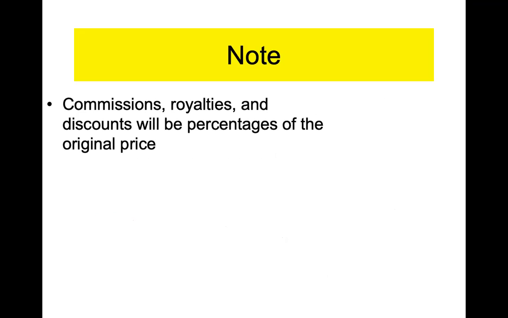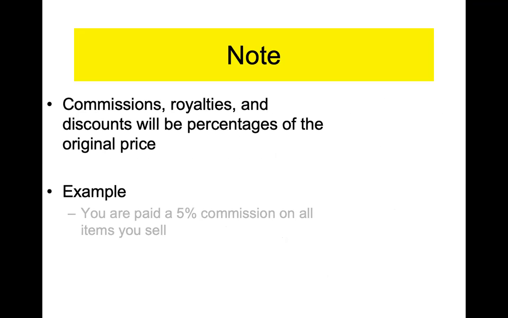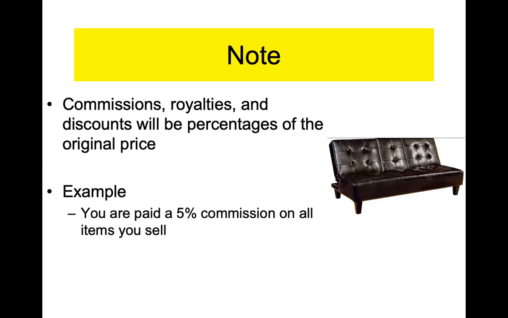All right, quick note. Commissions, royalties, and discounts will be a percentage of their original price. One is a decrease, the others are an increase. The discount is a decrease. All the other ones are an increase. All right, so example. You're selling a couch. You're a salesperson. You sell this couch. You're paid, this is an example, 5% of what you sell. So if the couch cost $100, then you made $5, right?